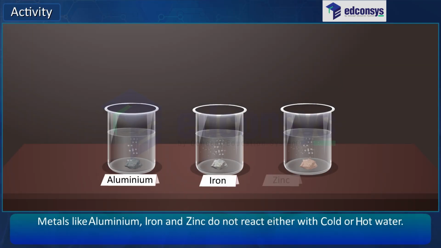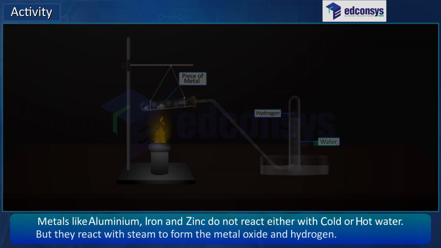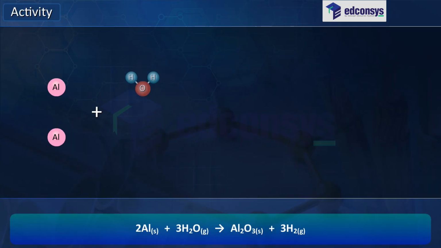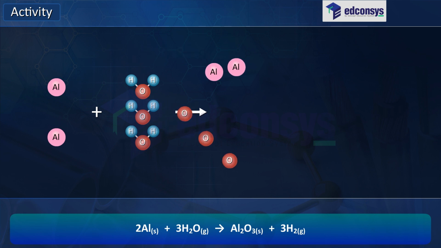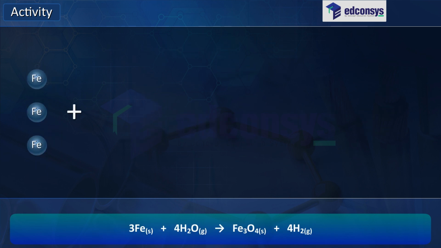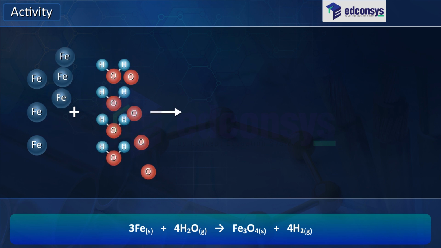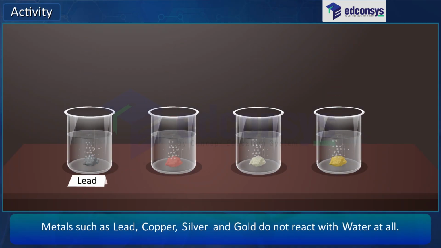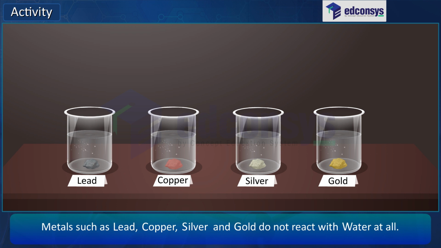Metals like aluminum, iron and zinc do not react either with cold or hot water, but they react with steam to form the metal oxide and hydrogen. 2Al + 3H2O gives Al2O3 + 3H2. 3Fe + 4H2O gives Fe3O4 + 4H2. Metals such as lead, copper, silver and gold do not react with water at all.